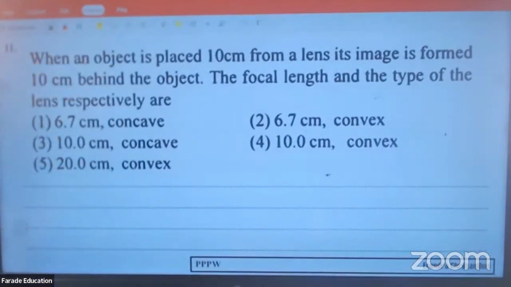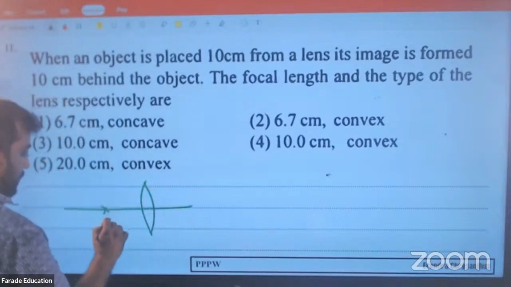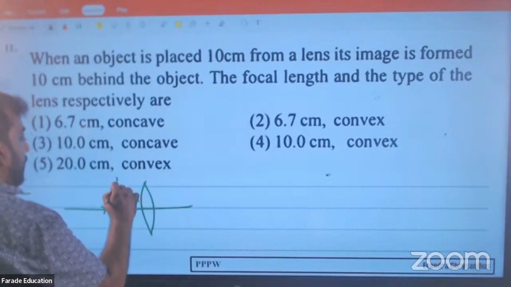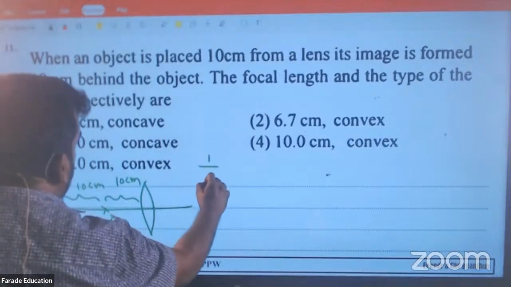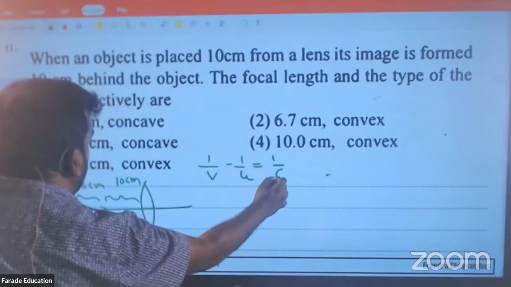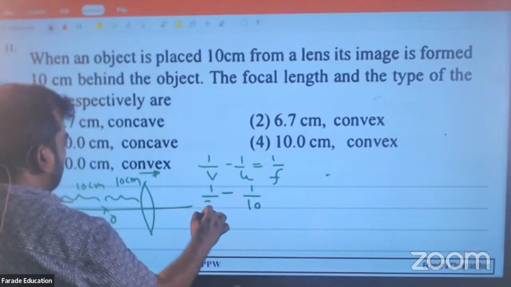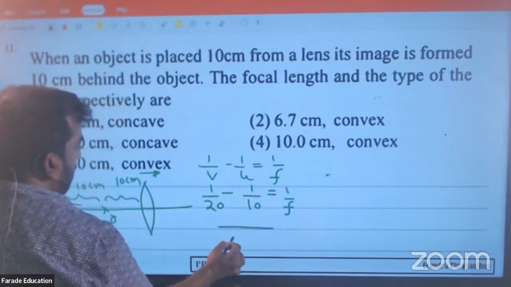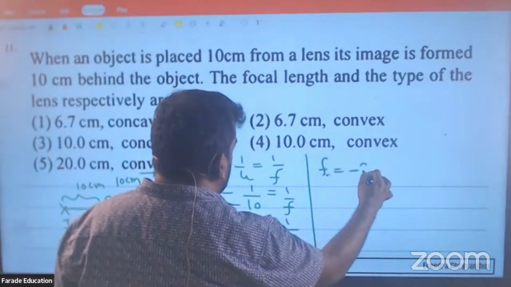Moving on. When an object is placed 10 centimeters from a lens, its image is formed 10 centimeters behind the object. We need the focal length and type of the lens. 1 over V minus 1 over U equals 1 over F. Light is traveling this way. Object distance is positive, image distance also positive. Common denominator gives 2 minus 1 over 20. From this, the focal length is minus 20 centimeters.